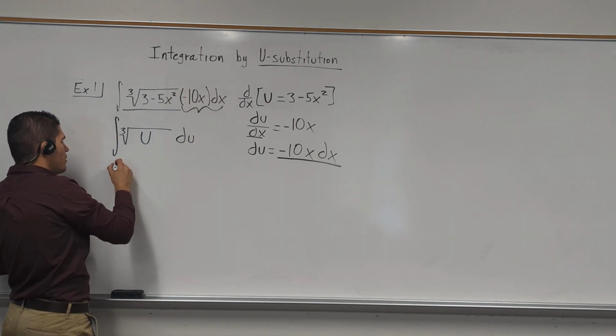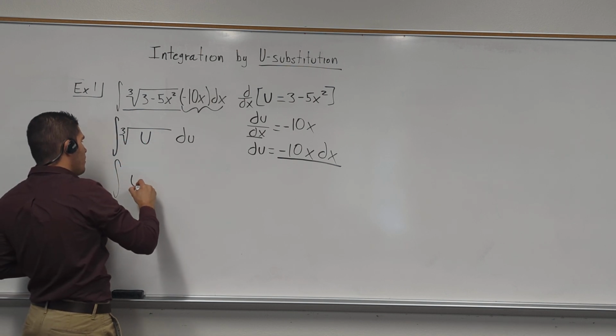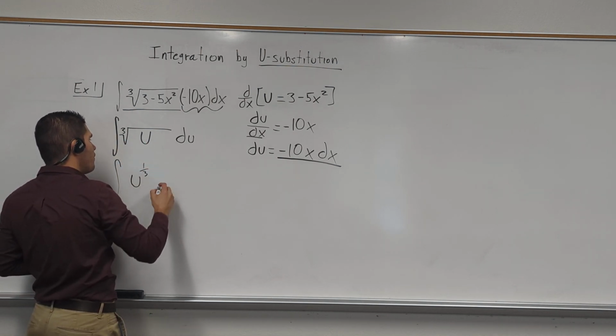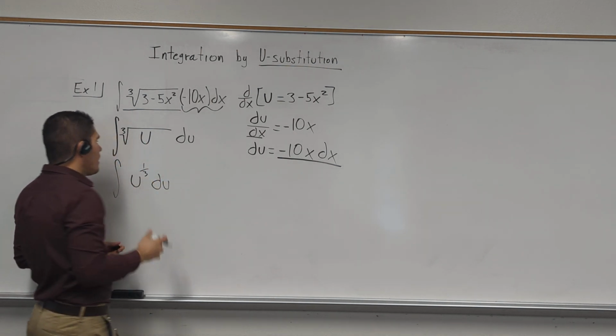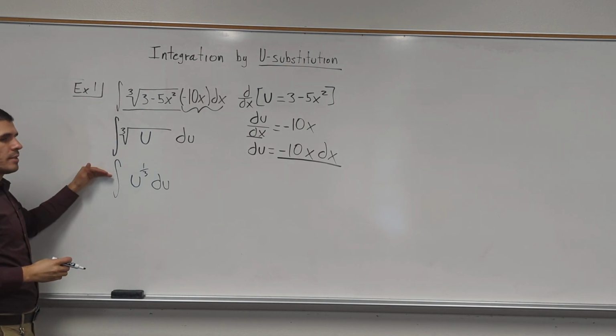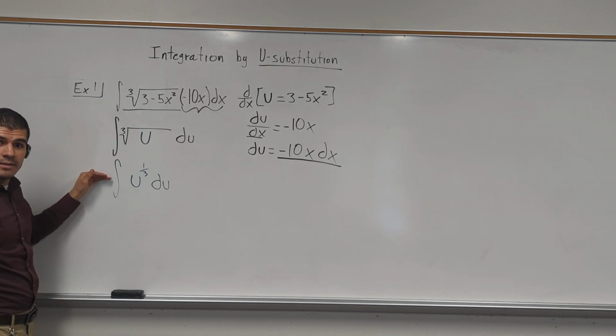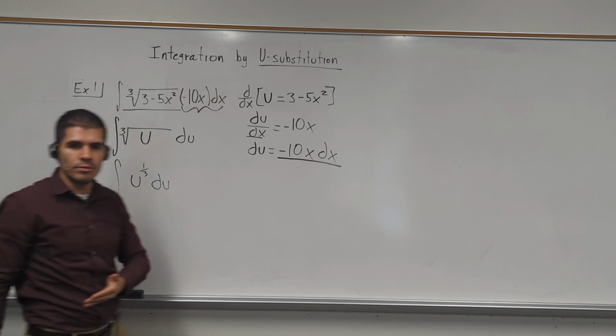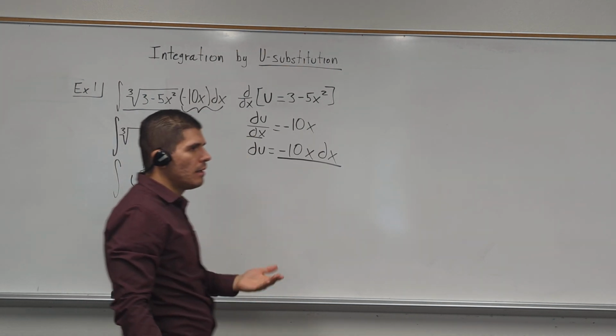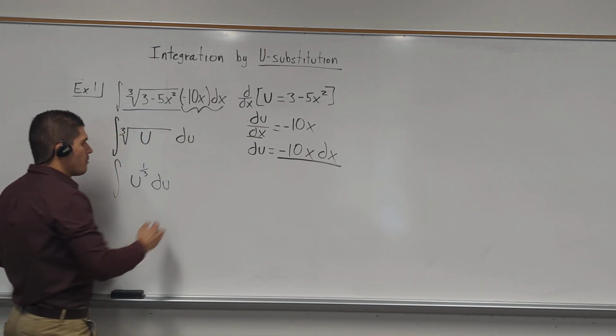And what I mean by that, if you still don't see it, is I can rewrite this statement as u to the power of 1/3 du. If you compare this versus this, it should now be something that you can anti-differentiate with the basic rules that you've been studying prior to today. So I'm just going to do the power rule backwards here.